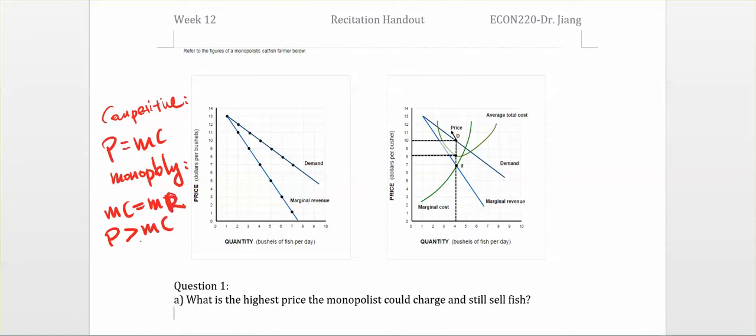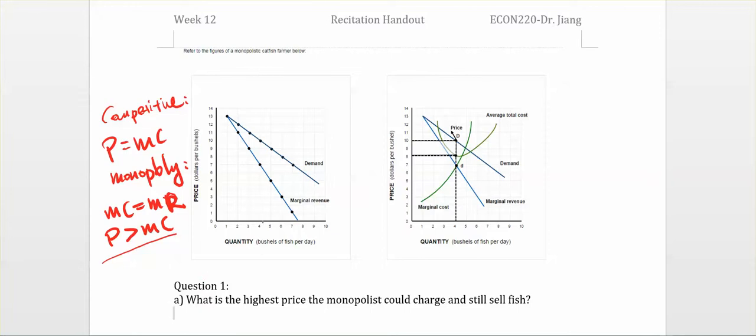So since the price is larger than marginal cost, in the long run, the monopolist can earn positive profit. However, for the competitive firm, in the long run, the profit equals zero. So knowing those basic concepts, we can start to work on this week's recitation.